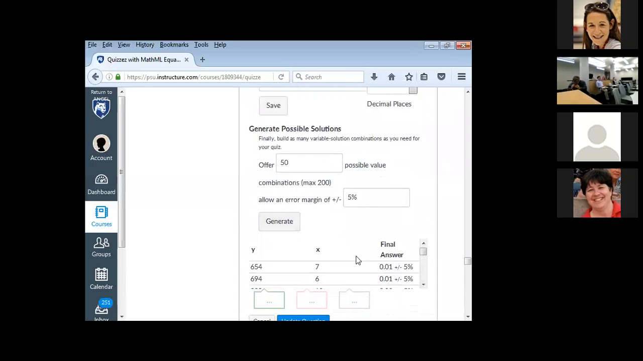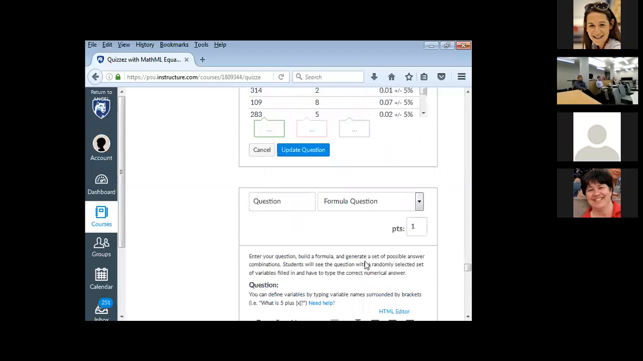So then I generated 50 variations, and right here you can see all the variations of what the answers are. So here's A, here's B, here's what the answer is, plus or minus 5%. And that's basically it.